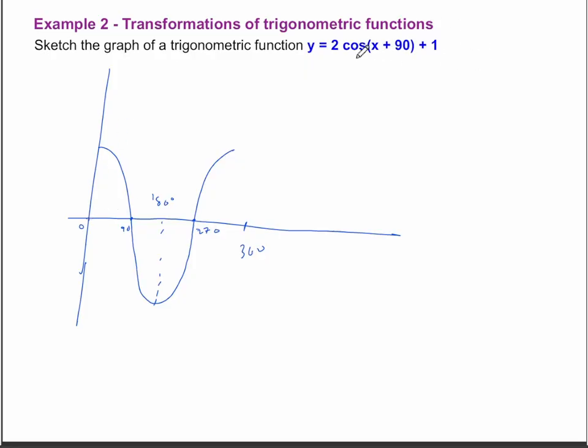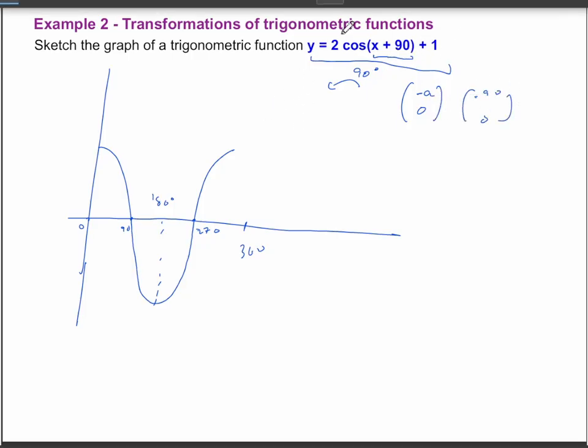Then what's happening here? Look at it step by step. So there is this right here, which is the translation in the x direction, where we are moving it to the left by 90 degrees because it's plus 90, right? Obviously the translation vector is negative a, 0. So negative 90, 0. That means you're moving to the left by 90 degrees.